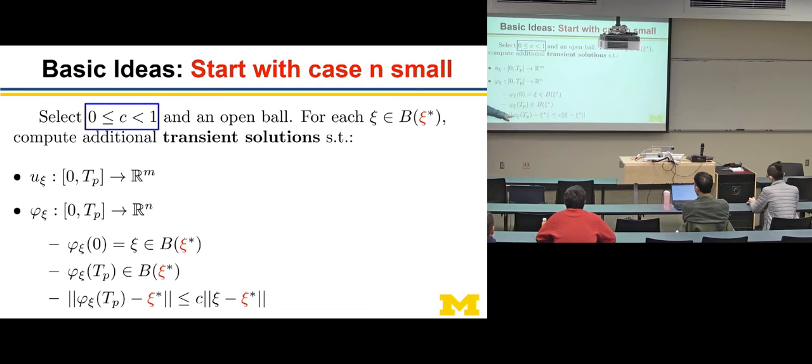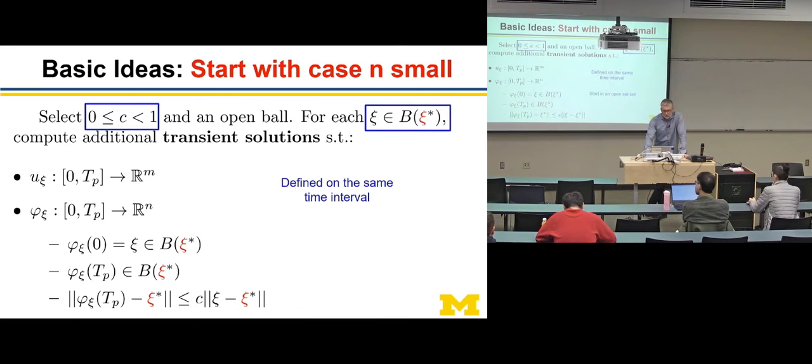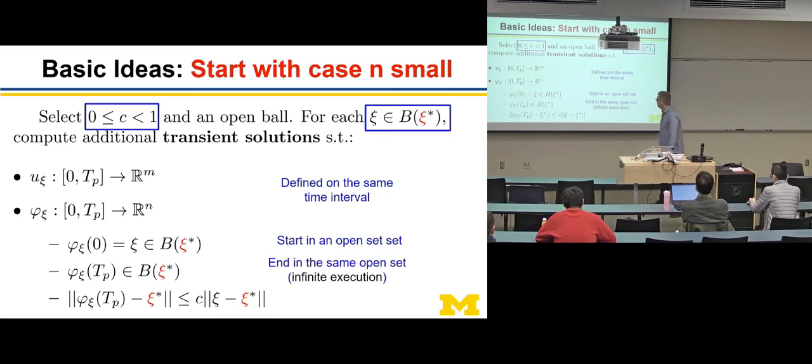Okay? So this is an easy boundary condition on an optimization problem. So they're defined on the same time interval. They start in the open set. They end in the same open set. Why is that important? If it ends here, then I can just sample that point again and calculate another one of these things and come back around, and I'll be even closer. So I can just keep spiraling.